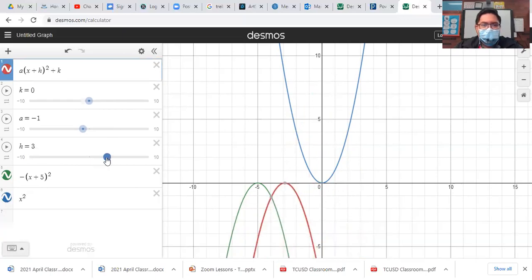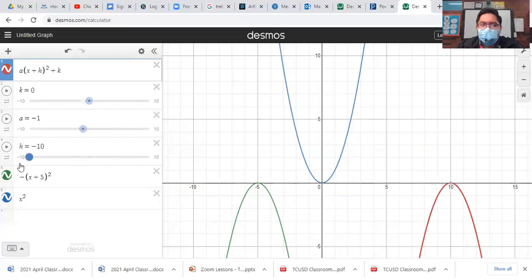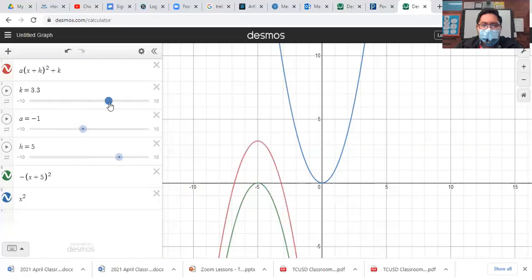Now as I move it, if I move it towards the positive, you notice it's going the opposite way. And if I move it towards the negative, now it's going to go towards the positive direction. So this one's backwards from the way you would think it would work. But the K, if I want to move it up, I can make it positive, and down as negative. So at least that one makes sense.